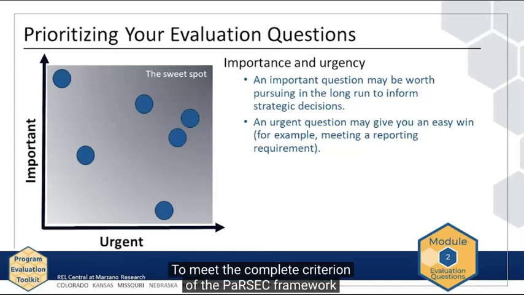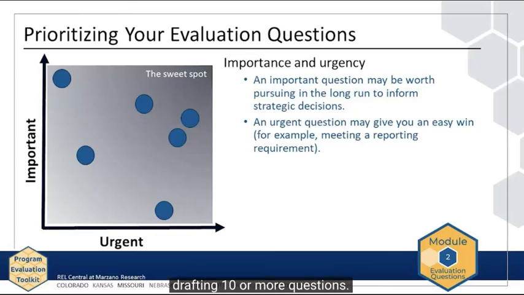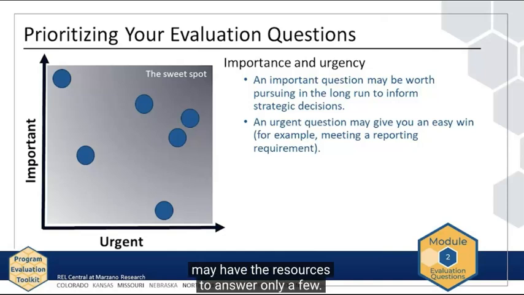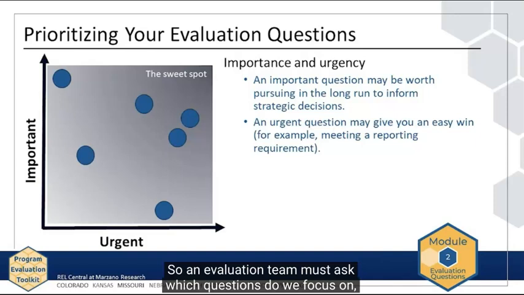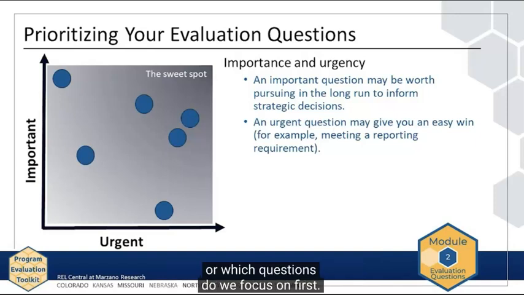To meet the complete criterion of the Parsec framework in Chapter 2, you may have found yourself drafting 10 or more questions. Some organizations may have the capacity to answer that many questions, but others may have the resources to answer only a few. So an evaluation team must ask, which questions do we focus on? Or, which questions do we focus on first? One strategy for prioritizing evaluation questions is to apply an important, urgent rating system.